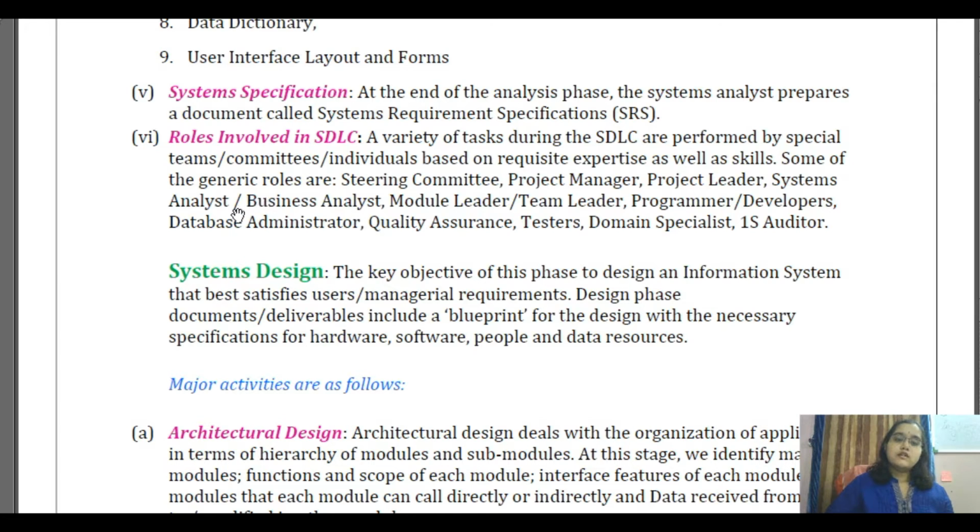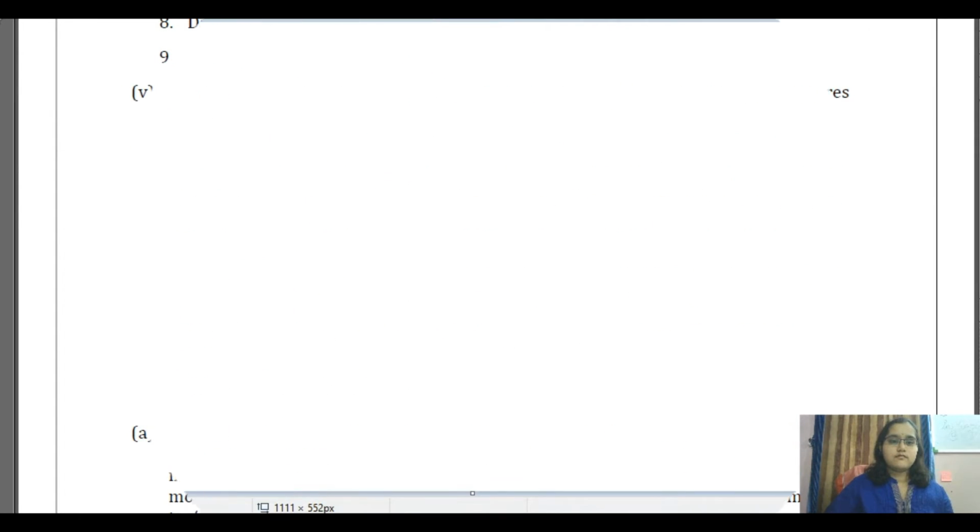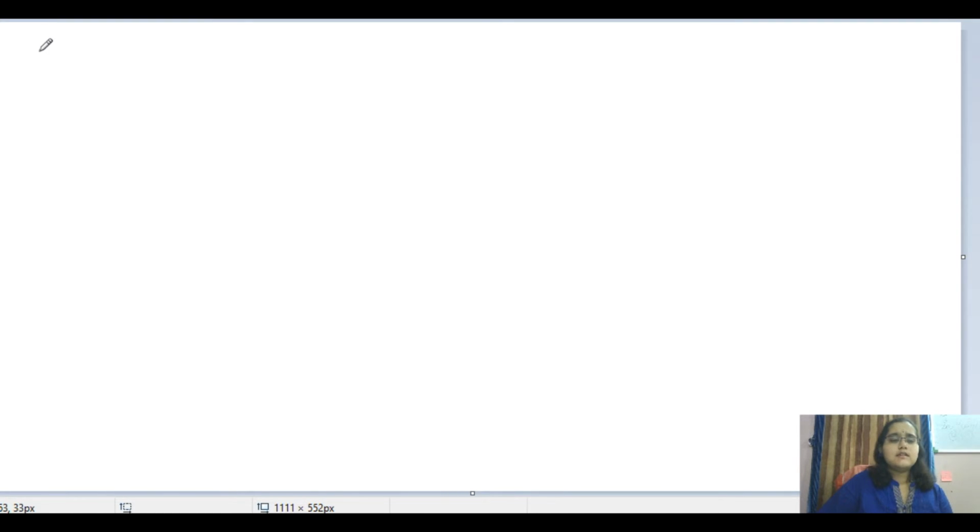Now let us go into the third phase of system development life cycle, that is system design. One such important aspect in the system requirement analysis is the system requirement specification. This SRS, system requirement specification, comes at the end of the system requirement analysis part.